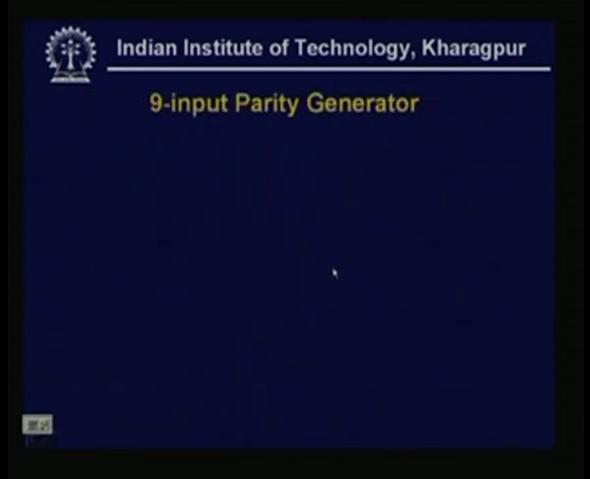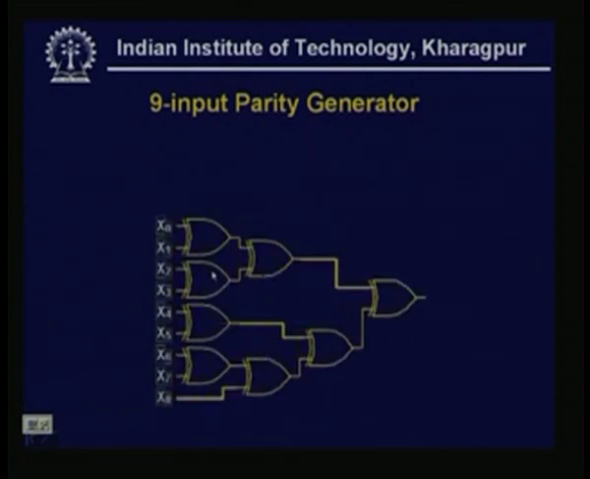Now, if we see that circuit, the 9 input parity generator circuit. As we have already seen, for 3 variables it is a 3 input XOR. So, if it is a 9 input parity generator, it will be a 9 input XOR function.